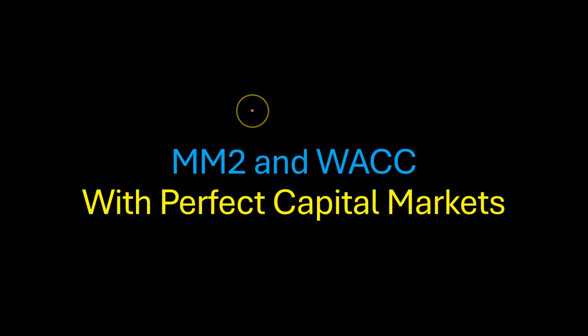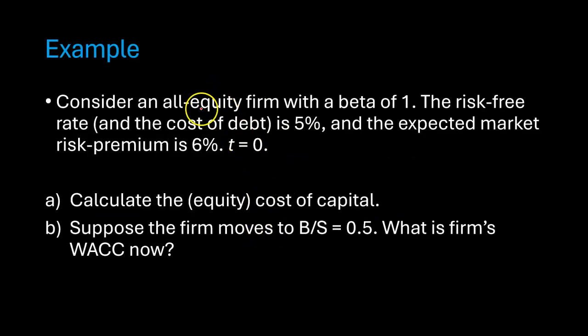All right. I know I said quite a bit, but let me try and explain this using an example. And for exposition purposes, I'm going to assume a perfect world or a world with perfect capital markets. All right, so suppose that there's an all-equity firm with a beta of 1. Okay, so it's an all-equity firm.